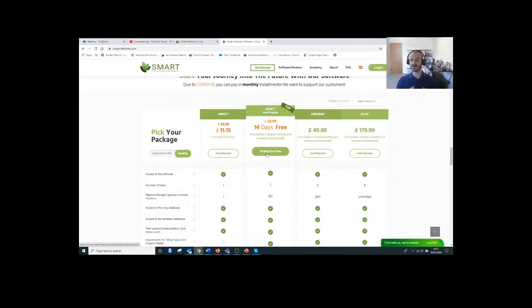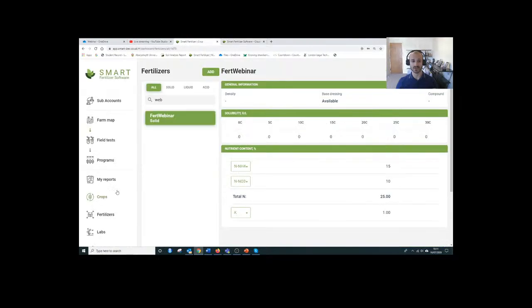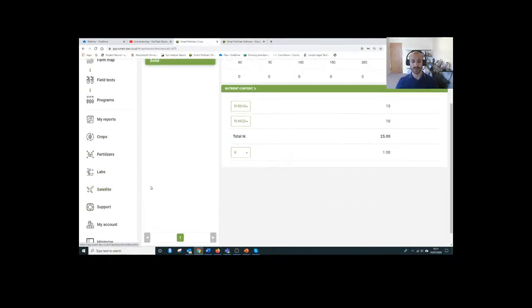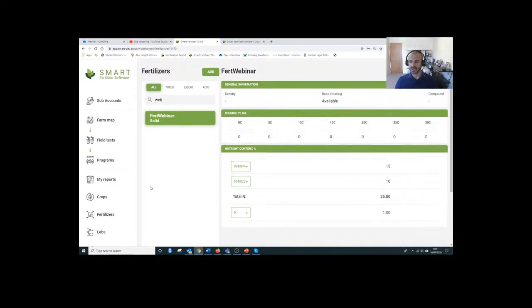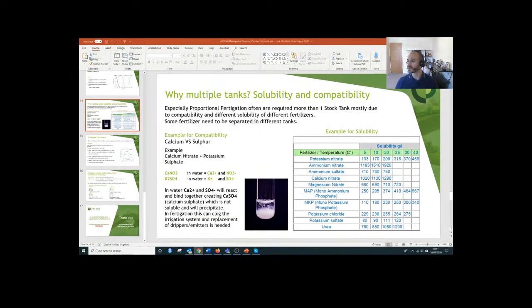So you can basically have a look at the whole software, at everything that I showed you, and even more, the fertilizer, the labs, etc. And you can have a taste of everything for 14 days for free. And you can decide if you want to continue with the subscription or not. It's actually very flexible, and you can decide whatever you want to do if you like it.